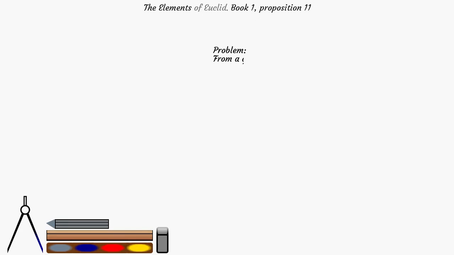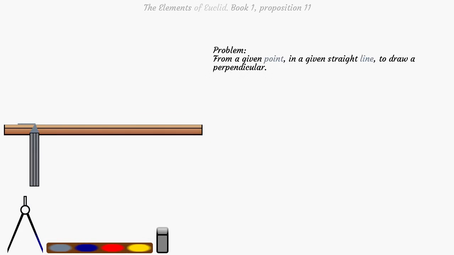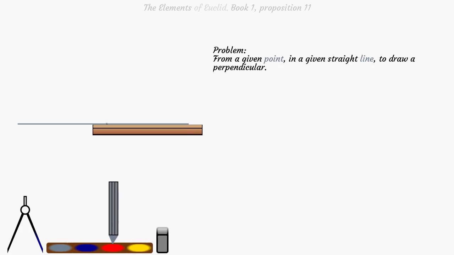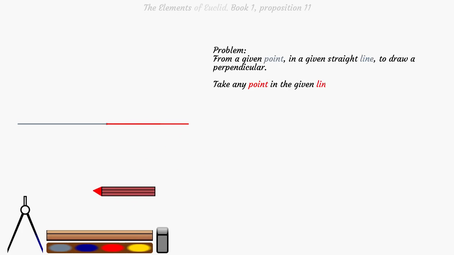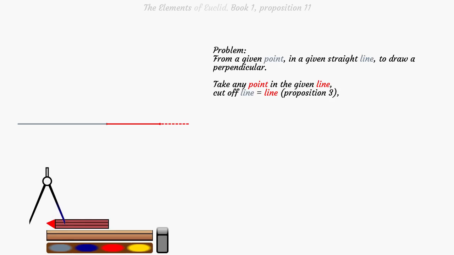Problem. From a given point, in a given straight line, to draw a perpendicular. Take any point in the given line. Cut off the gray line equal to the red line, proposition 3.